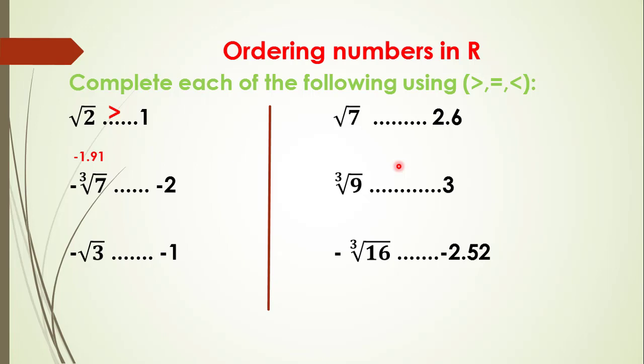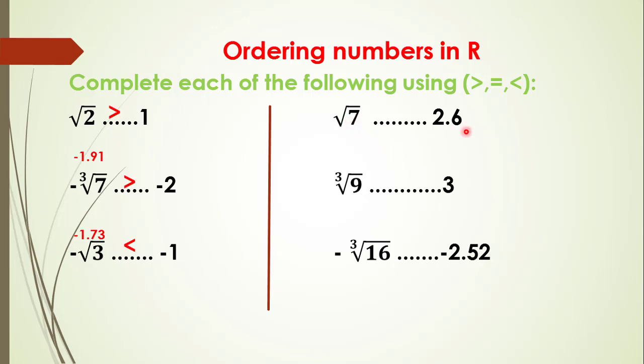Now, here we have the cube root of 7, which is negative 1.91, and negative 2. Which one is greater? Yes, negative cube root of 7, because now we are dealing with negative numbers, so do the opposite. Negative root 3 and negative 1. Negative root 3 is approximately negative 1.73, so negative 1 is the greater. So negative root 3 is less than negative 1.